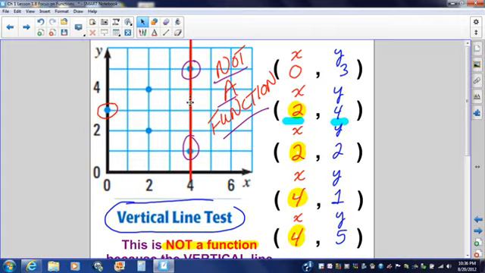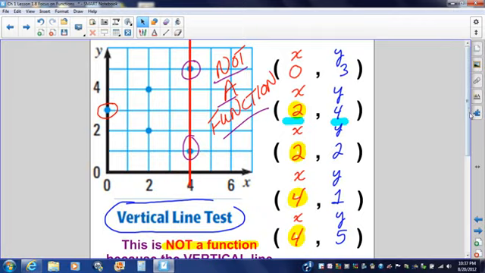In other words, the x's repeat here, and the x's repeat here. See, we had a 2 and a 2, there's my 2 and a 2 for the x value. Here, a 4 and a 4 for the x value.